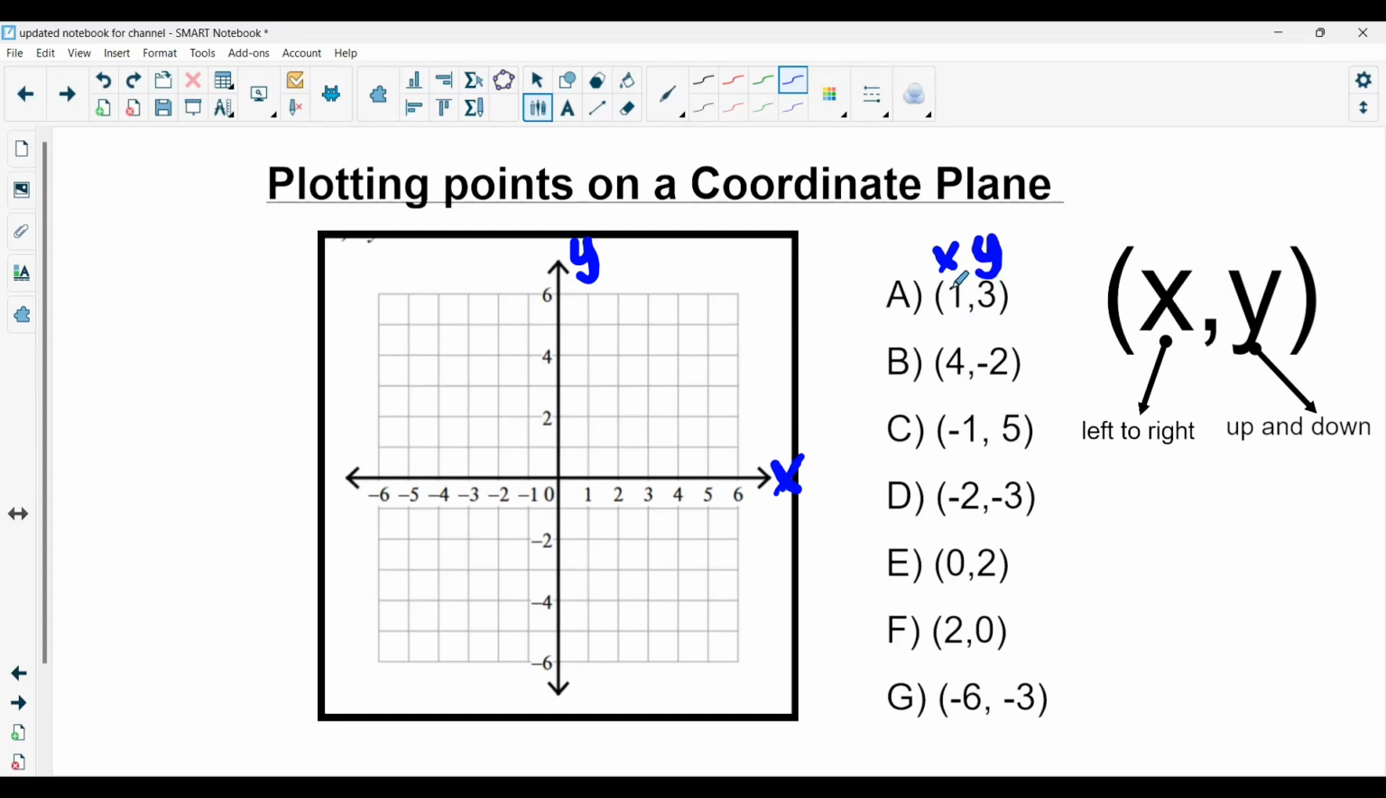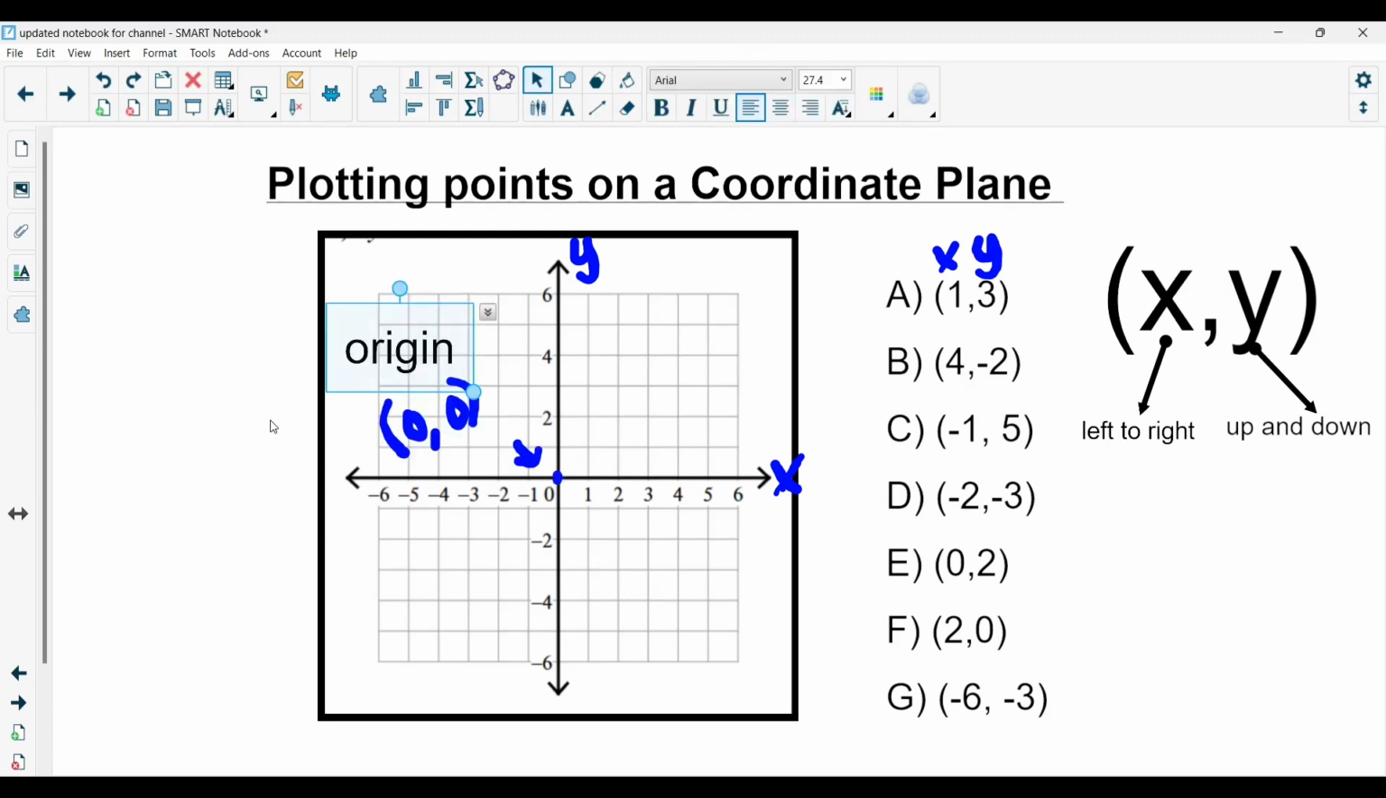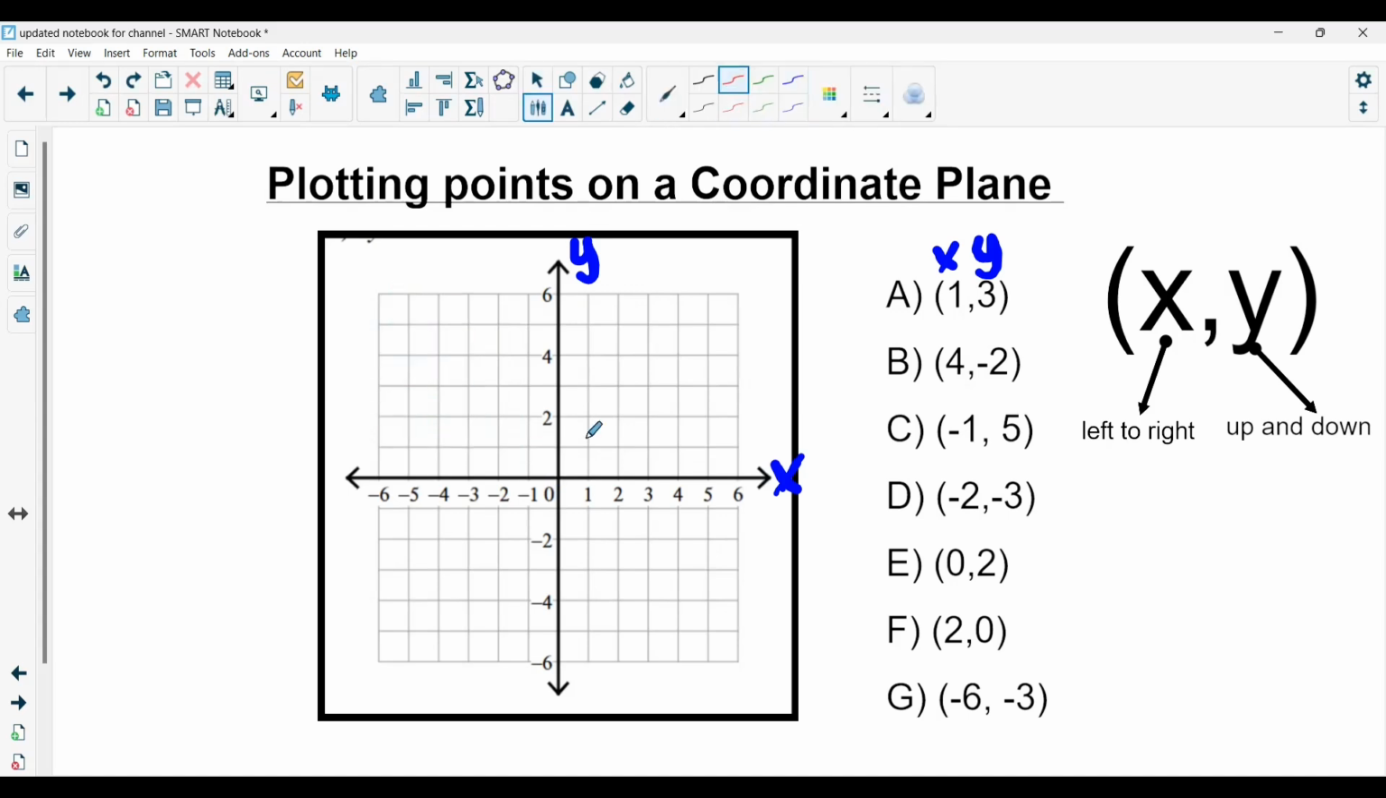Let's look at the first number. We always start here in the middle. This is called our origin. Origin is 0, comma 0. I'll leave that up here for a second. You can pause your screen and then press play when you're done. So now let's start at our origin and let's practice plotting these points.